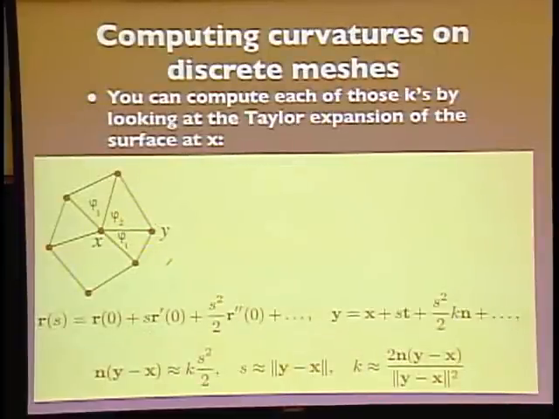And you can also formulate the 3D function of what the surface is in terms of its Taylor expansion. And I won't really go through this in too much detail, but you can use that to estimate the curvatures by truncating the Taylor expansion of the surface.